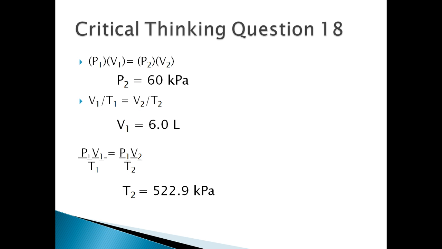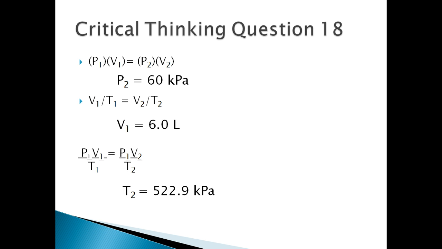For 18, you see that you just use the equation P1V1 equals P2V2, and by plugging in the values they give you, the 4.0 and the 8.0 liters, and the initial pressure of 120 kilopascals, you know that the final temperature would be 60. For B, you use the equation V1 over T1 equals V2 over T2.